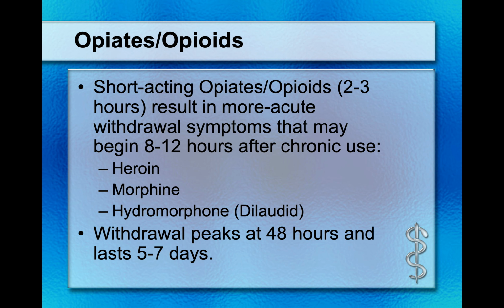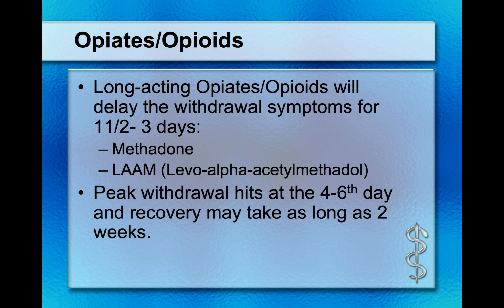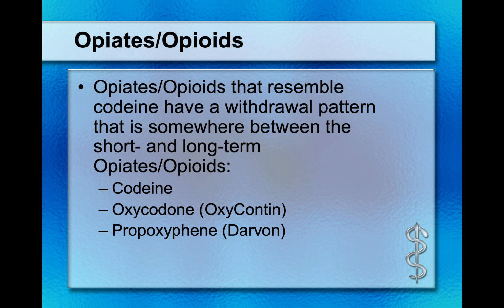You're going to feel like you need to use for decades, potentially, depending on how serious a heroin addict you were. Long-acting opiates, opioids will delay the withdrawal symptoms for 1.5 to 3 days. And this includes methadone and levo-alpha-acetylmethadol, or LAAM. The peak withdrawal hits at the 4th to 6th day, and recovery takes as long as 2 weeks from the long-acting opiates, opioids.